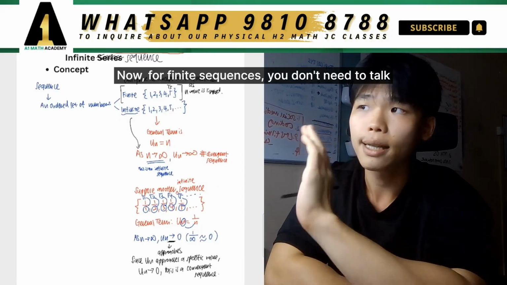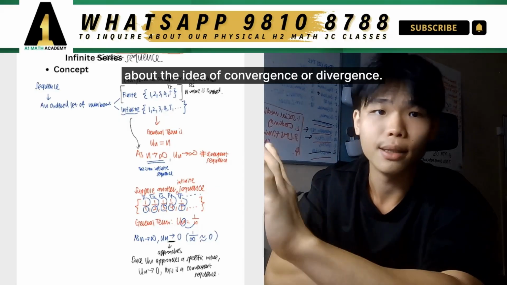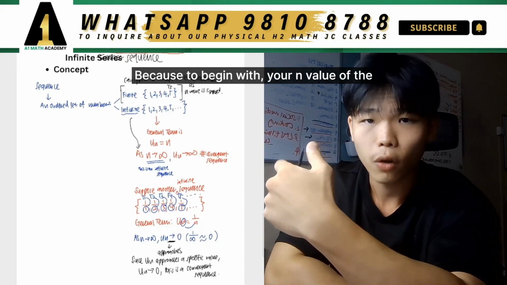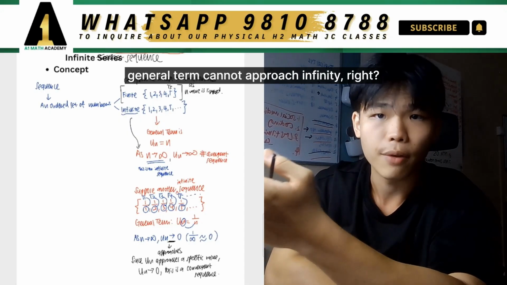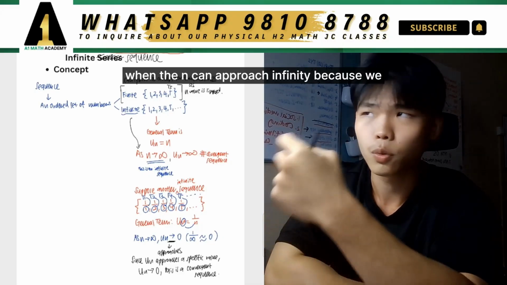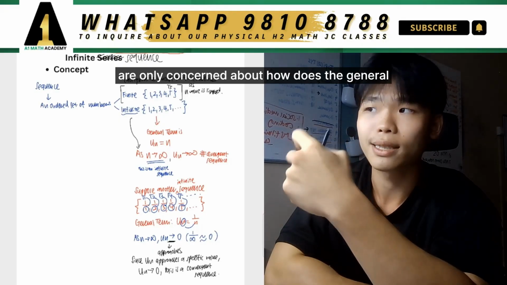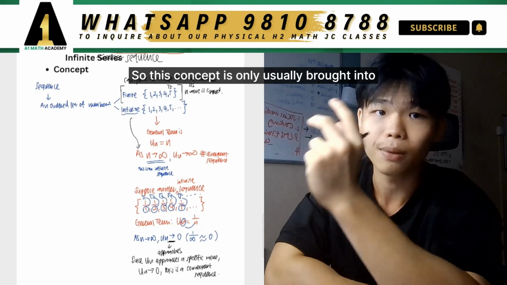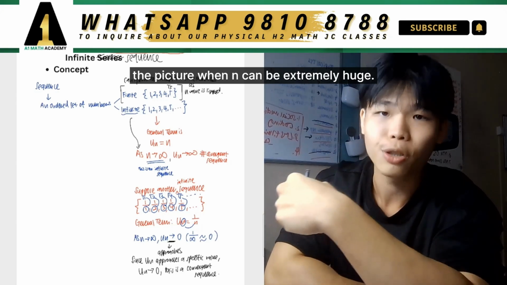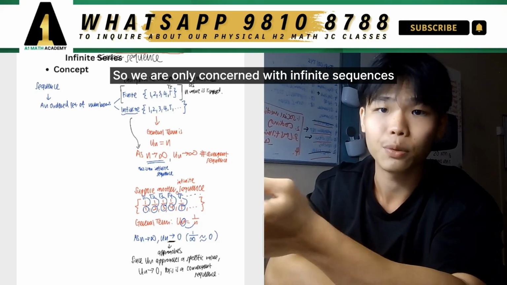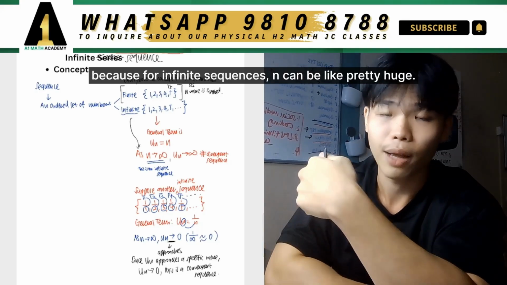Now, for finite sequences, you don't need to talk about the idea of convergence or divergence, because to begin with, the n value of the general term cannot approach infinity, right? We only talk about convergence and divergence when n can approach infinity, because we are only concerned about how the general term behaves as n becomes very large, right? So this concept is only usually brought into the picture when n can be extremely huge. So we are only concerned with infinite sequences, because for infinite sequences, n can be pretty huge.